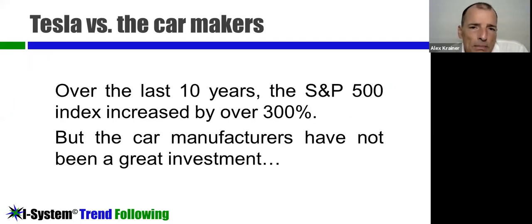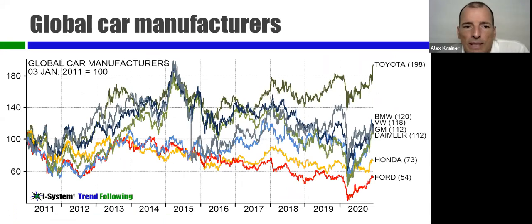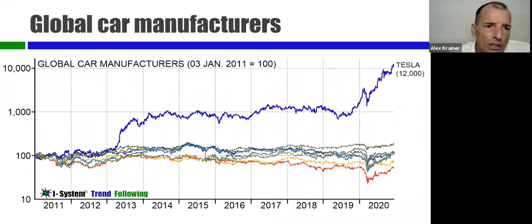Over the last 10 years, the S&P 500 index increased by over 300%, but the car manufacturers have not been a great investment. Now, here's what the other car manufacturers looked like over that same exact time period. If, let's say in 2011, you invested $1 in the share price of Toyota, 10 years later you had about $2. If you were unlucky enough to invest in Ford, you had half a dollar. And with all the other ones, more or less, you broke even. And this is how that compares to Tesla, right? This is on a logarithmic scale, because on a linear scale the other car makers look like a horizontal bumpy line. So, how to explain that?